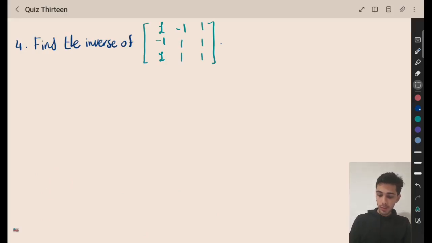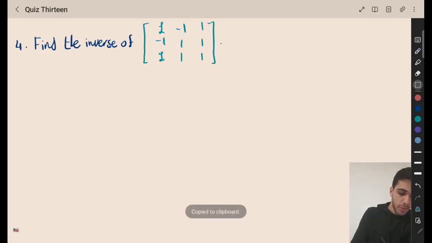I would like you to meet this very nice matrix. It's a very nice matrix. You know, it's just ones and minus ones. So I think this is very nice and very cool. How do we find the inverse of this?